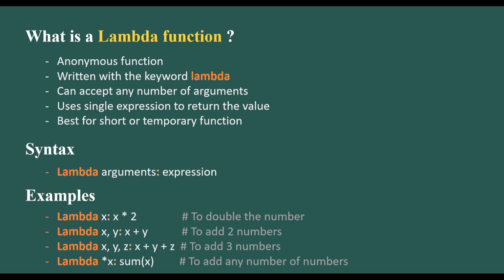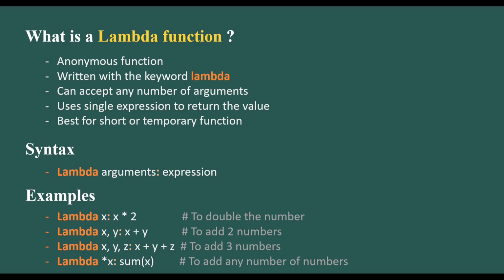So next, the lambda accepts two parameters x and y, and it returns the sum of these two numbers, that is x plus y. The third lambda function accepts three parameters x, y and z, and it returns the sum of three numbers.